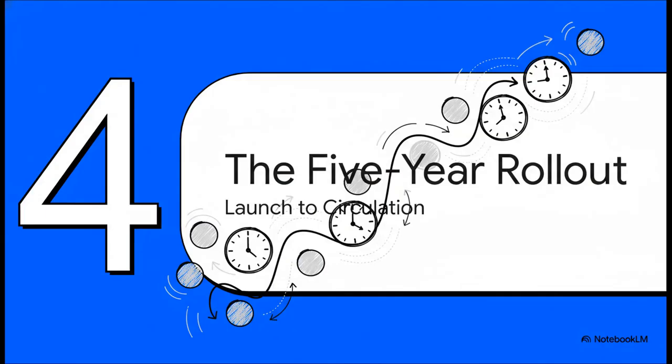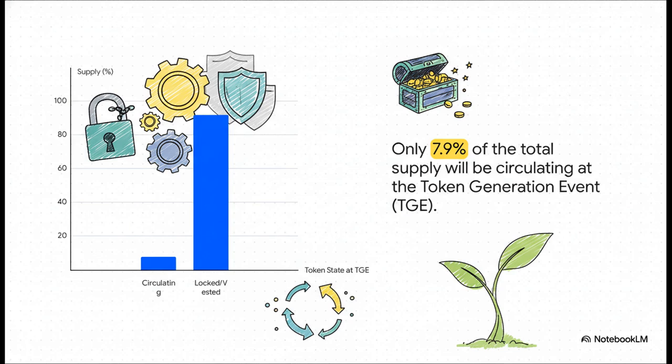Okay, so we know who gets the tokens. The next critical question is when. A token's release schedule can literally make or break its economy. So let's dig into how PLRL plans to roll out its supply over the next 5 years. At the Token Generation Event, or TGE, which is basically launch day, less than 8% of the total supply will actually be circulating. The other 92% is locked up. This is specifically designed to prevent a massive sell-off right at launch and to give the whole ecosystem time to grow and mature before the full supply is even out there.